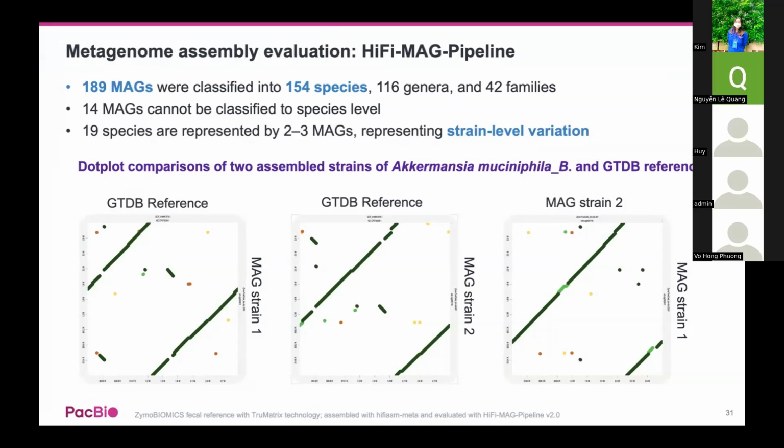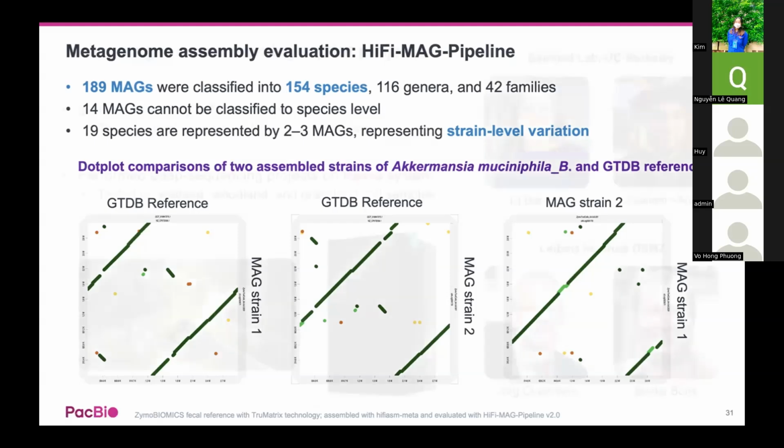In addition, there are 19 species that are represented by 2 to 3 MAGs, implying there's strain level variation among them. And so here shown on the bottom, we obtained two representative MAGs from the same species and aligned them to the genome taxonomy database reference. So you can see in these dot plot figures here, there are still some structural variations across the genome. And that's even true if we compare the two MAGs to each other. So remember, these two MAGs are from the same species, and we can still observe those structural variations.